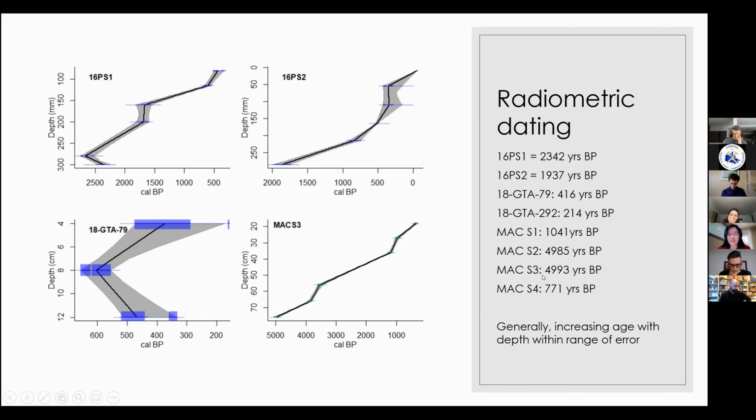Mache S3 also happens to be the one core that has the most radiocarbon samples submitted at 10 samples, whereas the rest have around 5 to 8 each. In general, each of these age depth profiles shows increasing age with depth, which is expected, though there are some age reversals, but they're within the expected range of error.